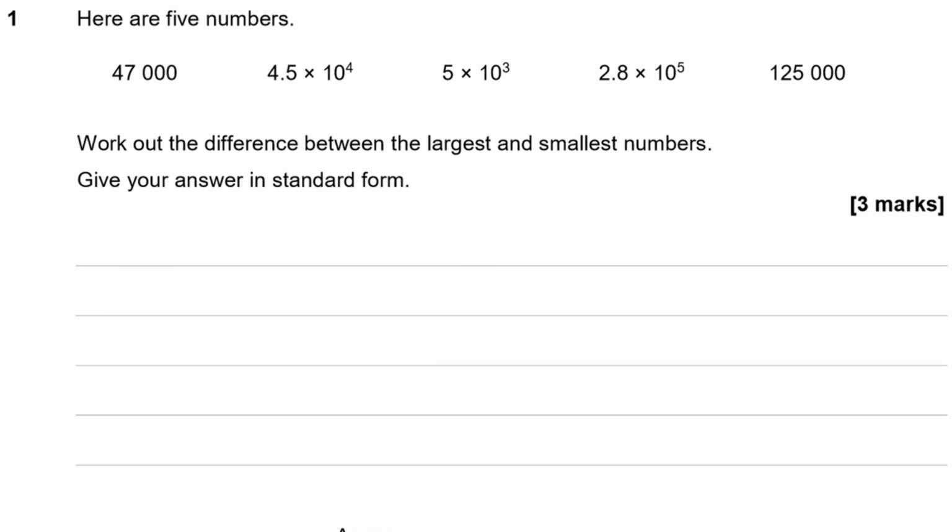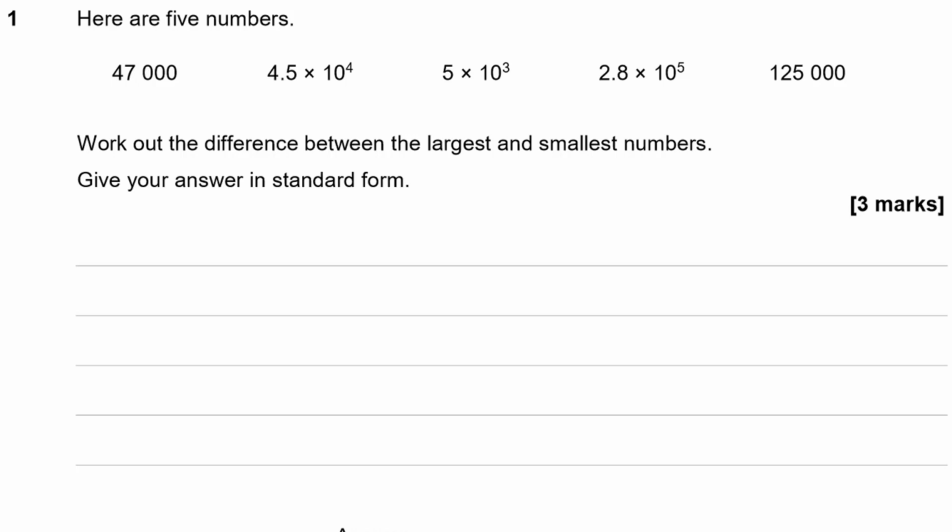Question 1. Here are 5 numbers. Work out the difference between the largest and smallest numbers, giving your answer in standard form. Okay, now the first issue we've got here is we've got two different types of numbers. We've got numbers written in standard form, and we've got numbers that are not written in standard form, which makes it a bit hard to compare. So because 3 out of 5 are already in standard form and my answer needs to be in standard form, I'm going to convert the 2 that aren't into standard form rather than the other way around.